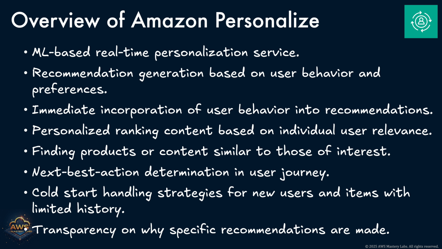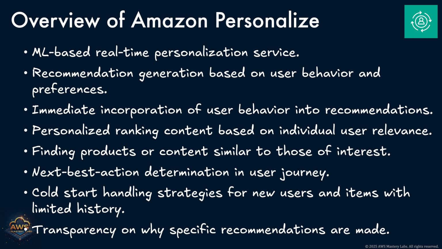One of its primary capabilities is recommendation generation. Personalize looks at what users have interacted with, like items they've viewed, purchased, or rated, and uses that data to recommend new products, articles, or content they're likely to enjoy. The engine processes real-time events, meaning it can instantly respond to user actions. Clicks, views, and purchases can immediately influence what recommendations are shown next, keeping the experience fresh and timely.